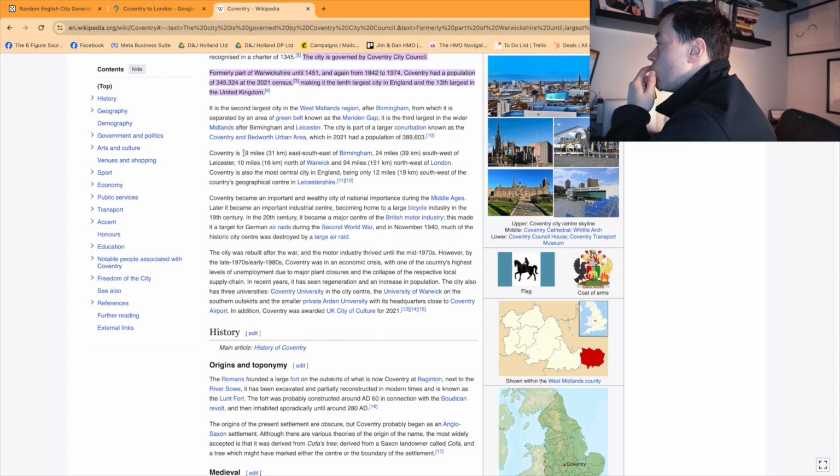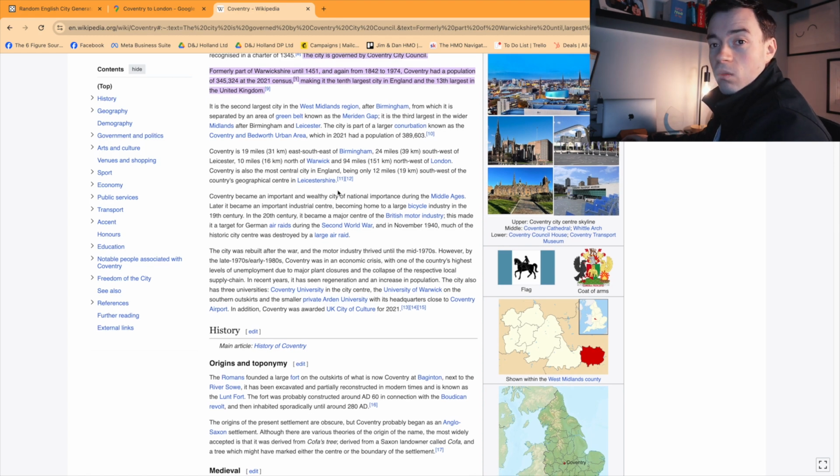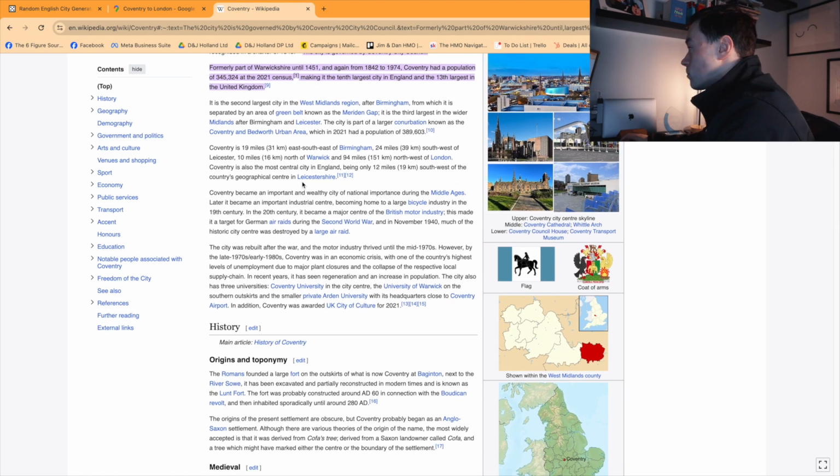All right, here we go. So some good stats here. Coventry is 19 miles southeast of Birmingham, 24 miles southwest of Leicester, 10 miles north of Warwick, and 94 miles northwest of London. 94 miles isn't actually that far, so that's definitely going to be a big pull for Coventry, its proximity to London. Coventry is the most central city in England, being only 12 miles southwest of the country's geographical centre in Leicestershire. Well, there you go. Learning something new every day.